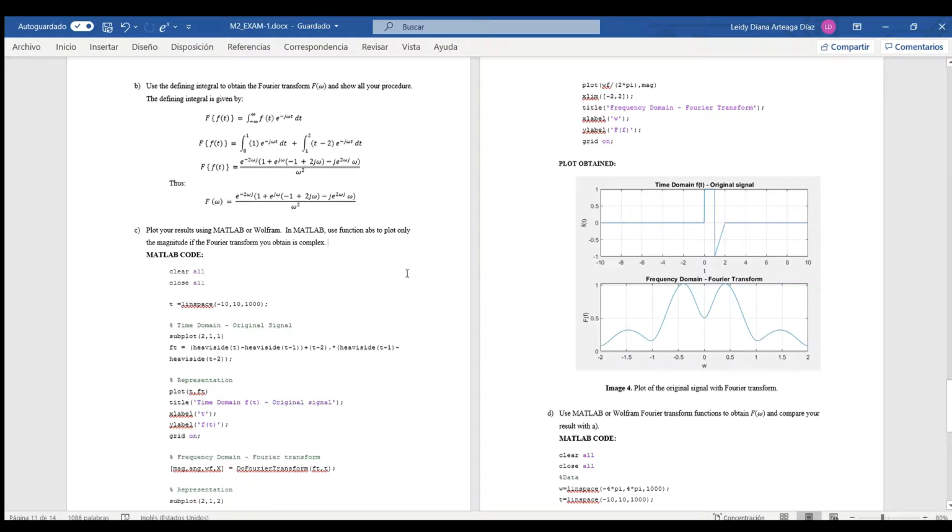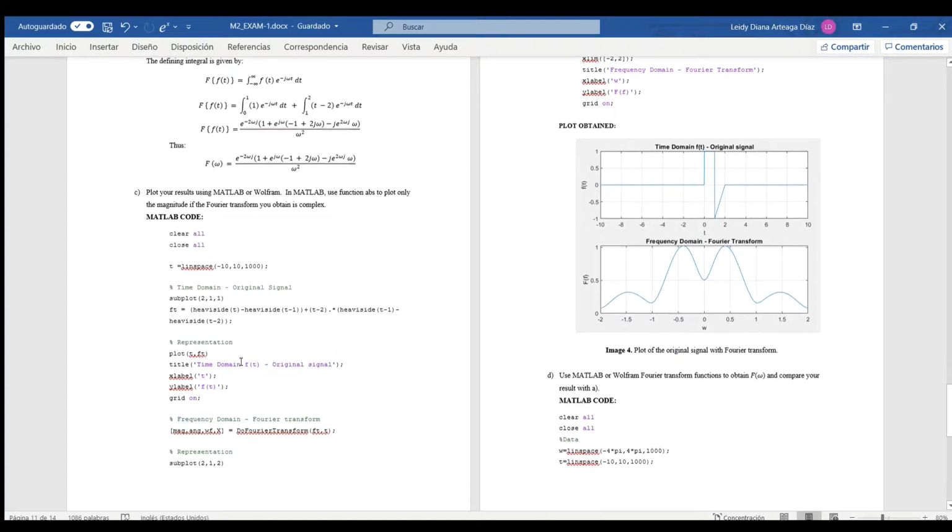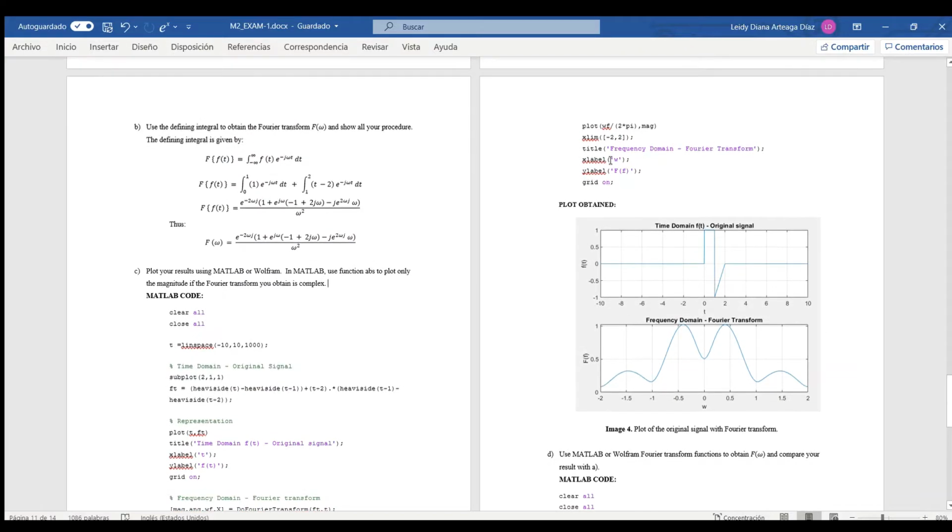Then the MATLAB code in part C is described by the following. It consists of defining the original signal in the time domain with unit steps, then the representation, and then in the frequency domain using the Fourier transform function, where the parameters are f(t), the original signal, and t, because it's in the time domain. With this, the transform is represented with this plot.